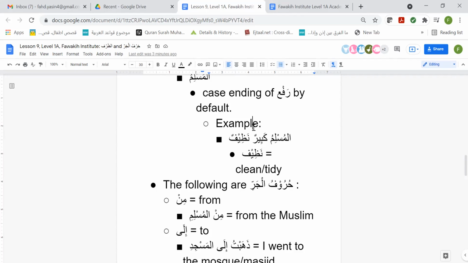Yep, if it is preceded by the huruf al-jar or the huruf al-nasab, as you will learn eventually, then it becomes in the state of jar or the state of nasab. For your purposes, I don't think you've gotten to the nasab ones yet, so just focus on the jar.